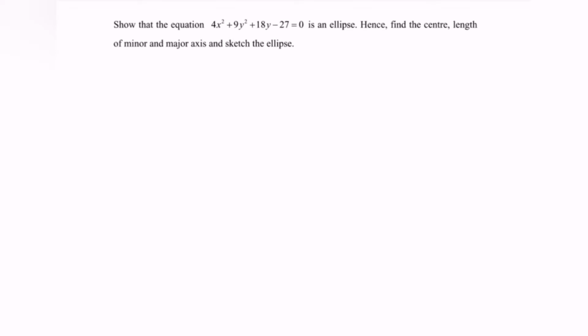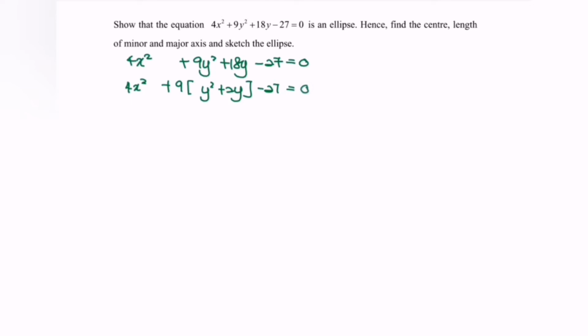My suggestion is to complete the square for the equation, where we have 4x squared plus 9y squared plus 18y minus 27 equals 0. Kindly focus on the part y, where we have 4x squared plus, factor the 9, and we will have y squared plus 2y in brackets, minus 27 equals 0. Completing the square for the part y, we have 4x squared plus 9 bracket y squared plus 2y plus bracket 2 over 2, which equals 1 squared, minus 1 squared, minus 27.